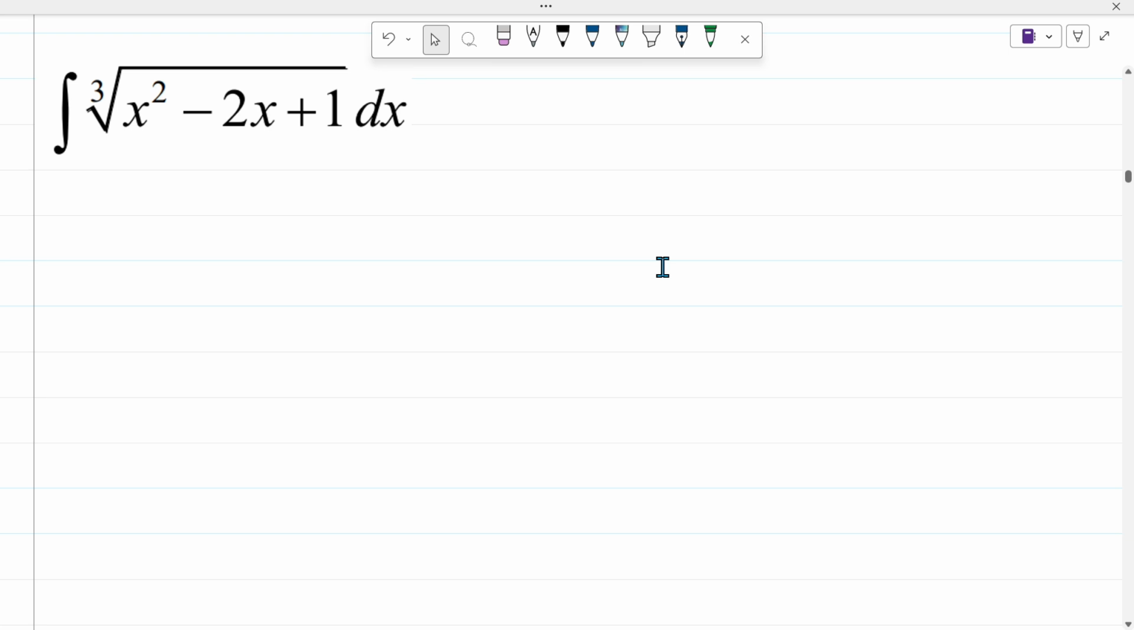Okay, so now we have this question: the cubed root of x squared minus 2x plus 1. So we want to integrate, right? We start with those two questions that I've told you about.